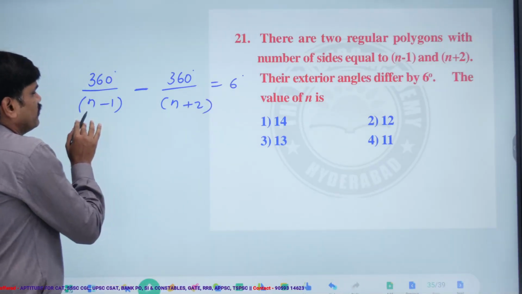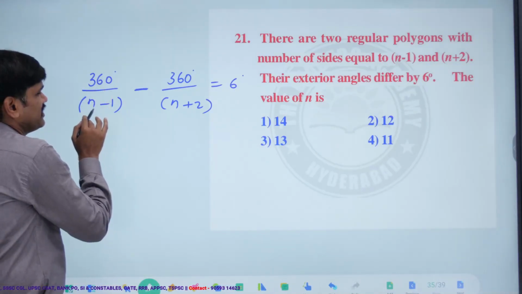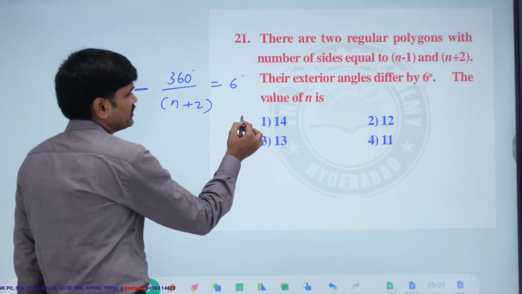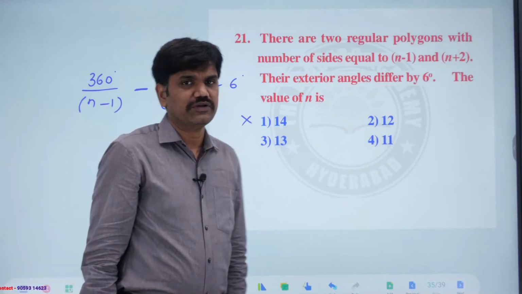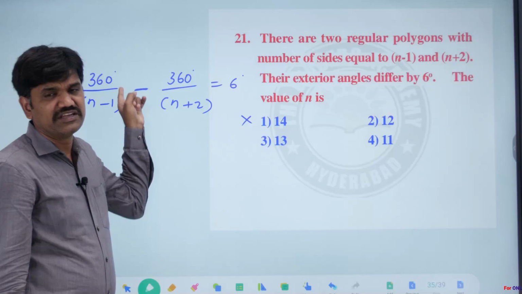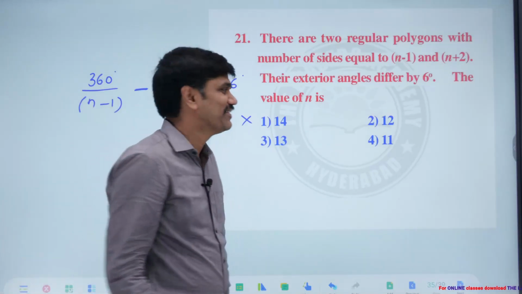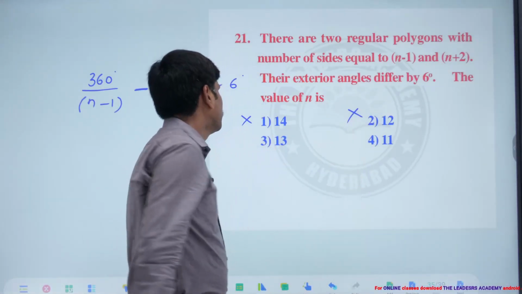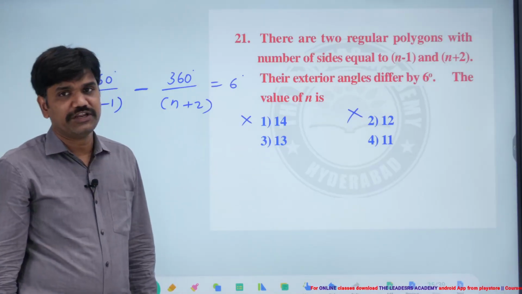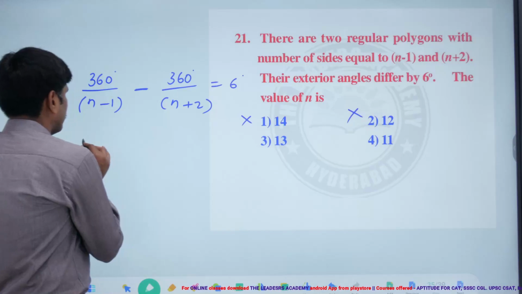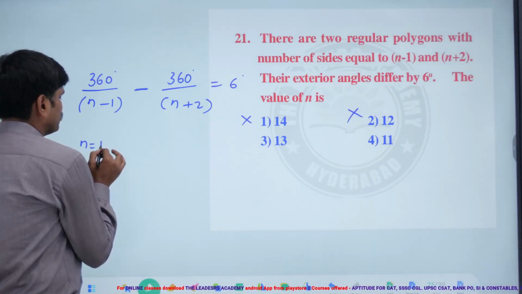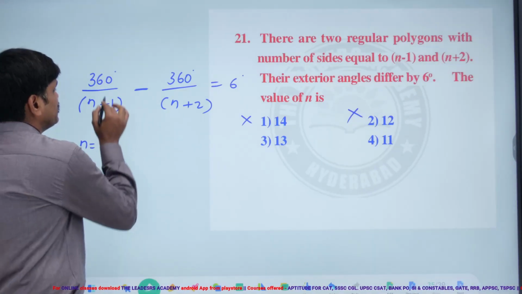If you put n equal to 14, this will become 360 by 13. 13 does not divide 360, leave it. If you put n equal to 12, 12 minus 1 is 11. 360 is not divisible by 11, leave it. Next, if you take n equal to 13, 13 minus 1 is 12, there is a possibility. So if you take n equal to 13, this will become how much, dear?